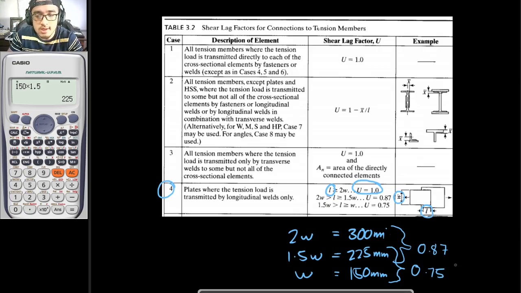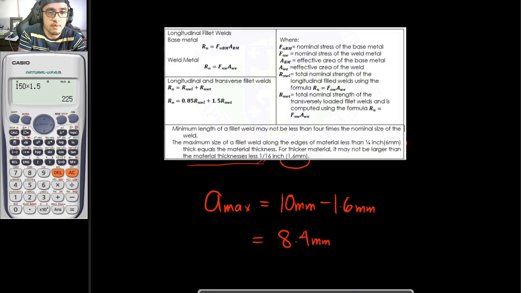But take note, guys, that if your guess is incorrect, you will just be resolving it. I just think that the LW that I would solve would fall in this category, meaning I would be using 0.75. But if I'm wrong, I would just resolve it with another shear lag factor.